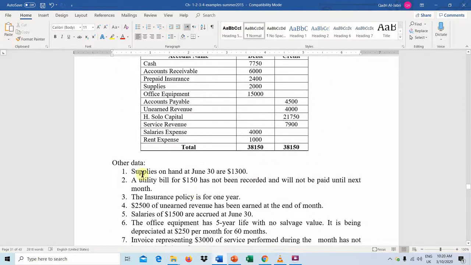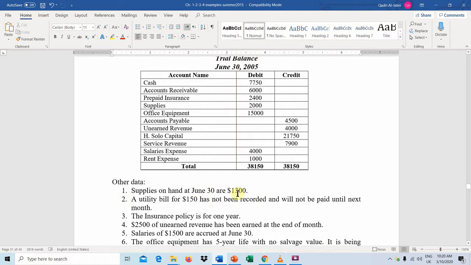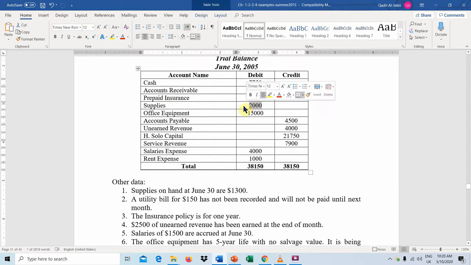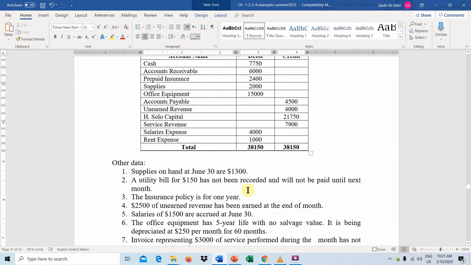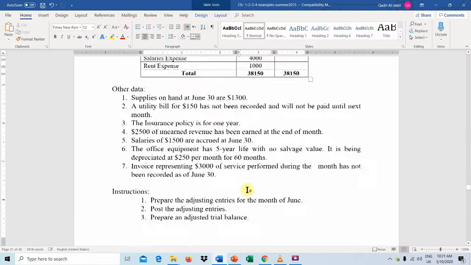Let's check the first item here. It's saying that supplies on hand at June 30 are 1,300. If you check supplies that is recorded before, it was 2,000. So we purchased supplies for 2,000, but now the amount that we have at the store is only 1,300, which means that we used 700 of supplies.